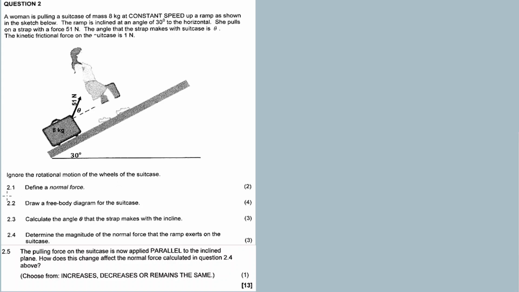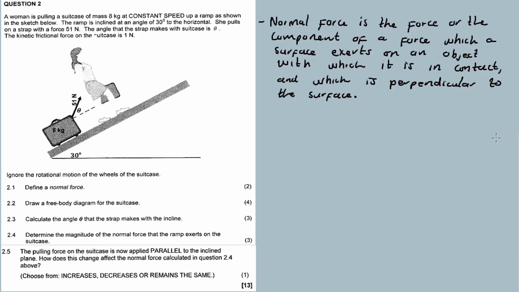In 2.1 they say define a normal force. The normal force in 2.1 we can define as the force or the component of a force which a surface exerts on an object which is in contact with it and which is perpendicular to the surface. Normal force is always perpendicular to any surface, and it's the component of your force, right?